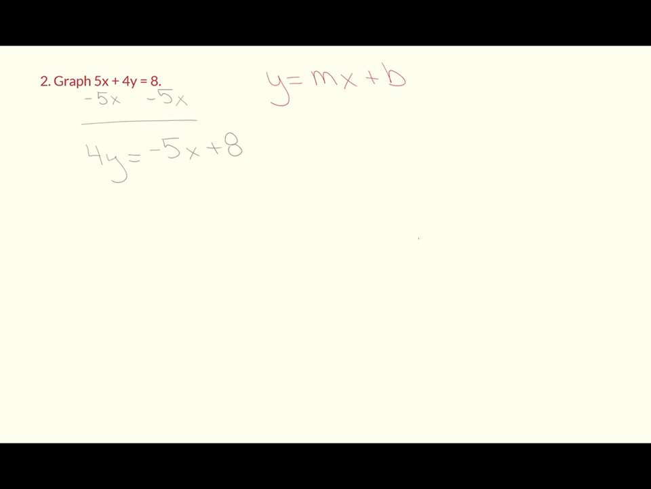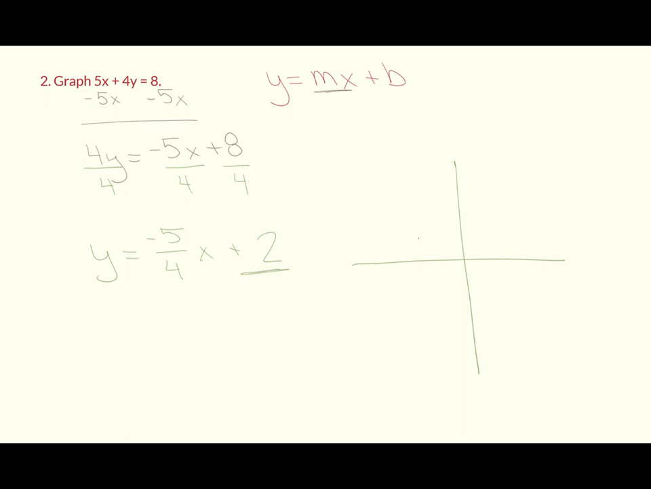I'm going to put the x in front because mx is before the b. The only other thing I have to do to isolate the y is divide by 4. So I get y equals -5/4 x plus 8 divided by 4 is 2. So that's in slope-intercept form. Now I have to graph it.